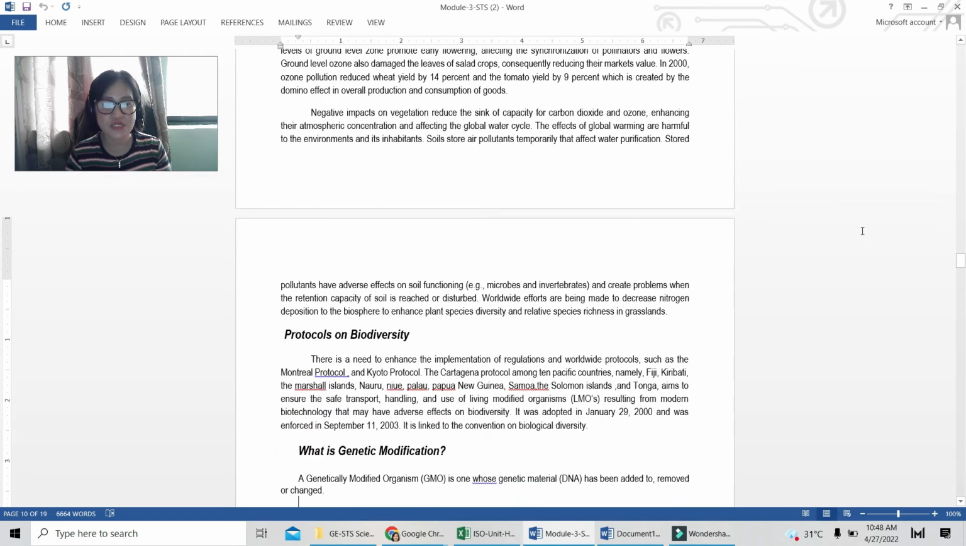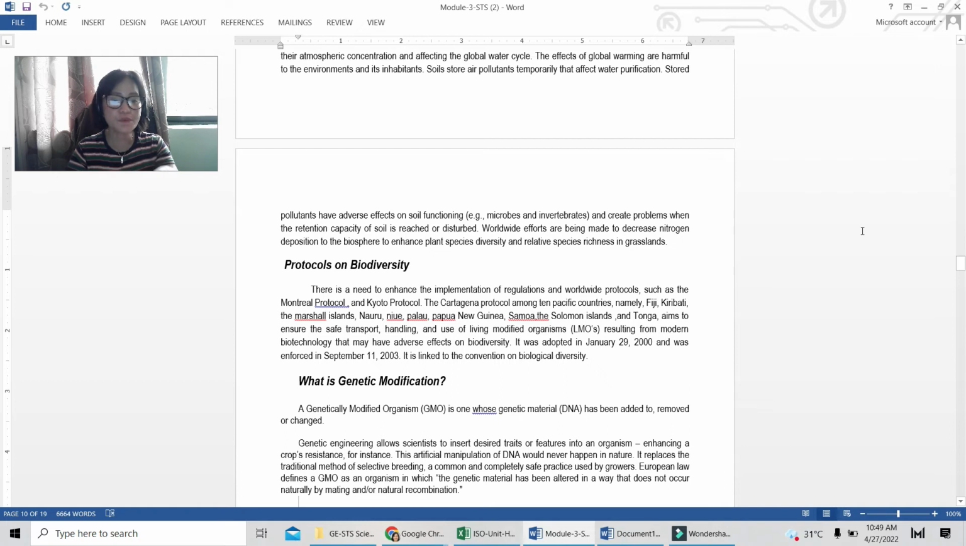Okay, so we also have the protocol on the biodiversity. So there's a need to enhance the implementation of regulations and worldwide protocols. So wherever you are in the world, there are actually protocols on biodiversity, meaning procedures and steps, the do's and don'ts when it comes to biodiversity. Okay, so it is linked to the Convention of Biological Diversity.